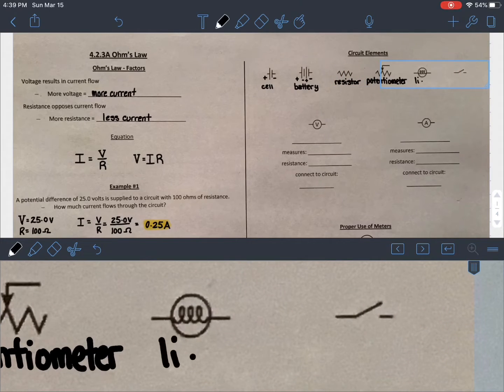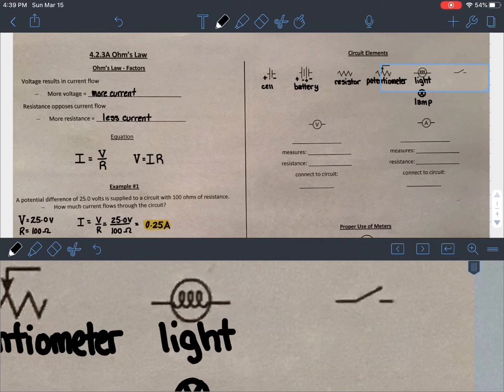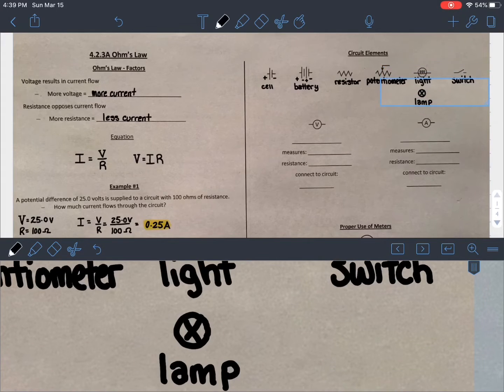This is your light bulb. There is an alternative symbol, because there always is, that you will sometimes see. It's this X, and that stands for lamp, which is an older way to say light. We've seen the switch symbol before. We'll just specifically say that this one is open.